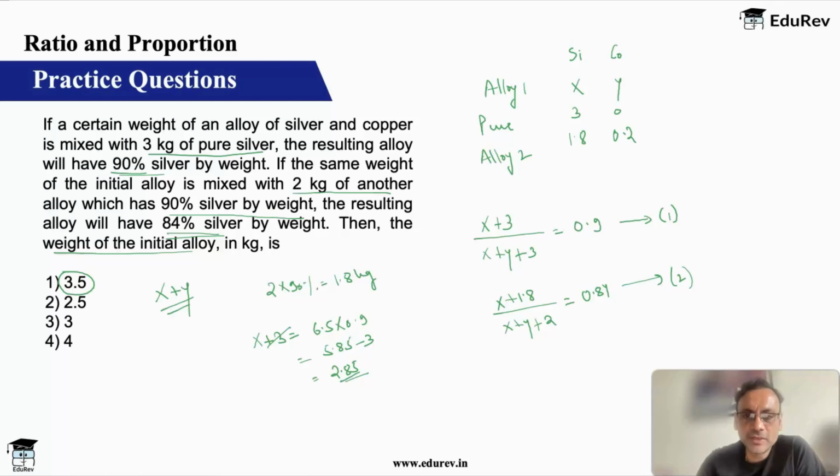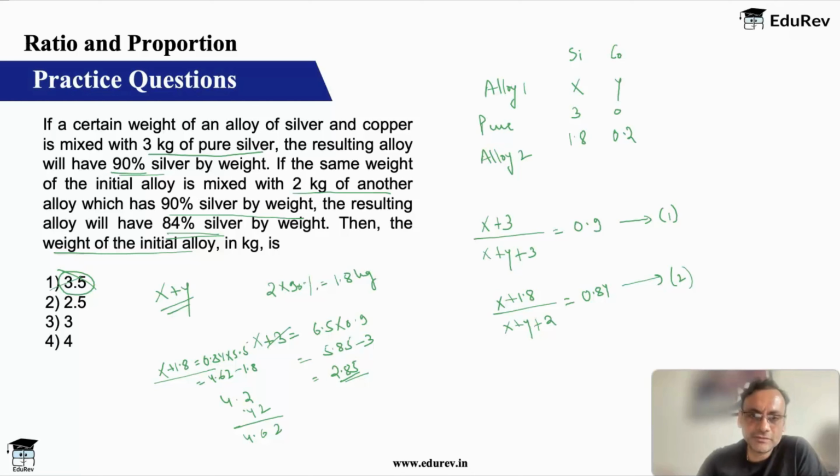Okay, and from the second one, x plus 1.8 is 0.84 into x plus y plus 2, which is 3.5 plus 2, 5.5. 0.84 into 5.5, not so easy. So 0.84 into 5 will be 4.2 and 0.42 for the 0.5. So it basically means 4.62. So it is 4.62 minus 1.8, which obviously will not give you the same answer. It will have 2 in the end, but this answer has 5 in the end. So this answer is not correct.